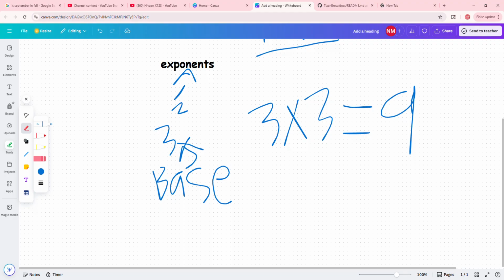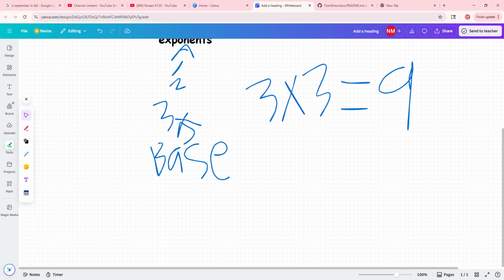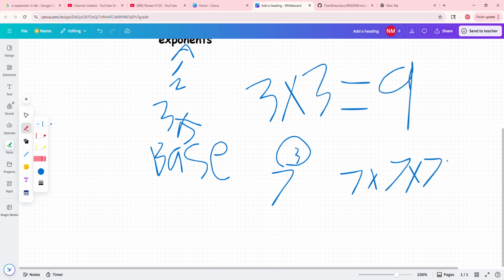And let's do another one. So this time, let's do 4. I did 4 already, so let's change the number up. Let's do 7, with exponent 3. If the exponent is 3, that means it's cubed. That means you're going to cube it, so it's 7 times 7 times 7.